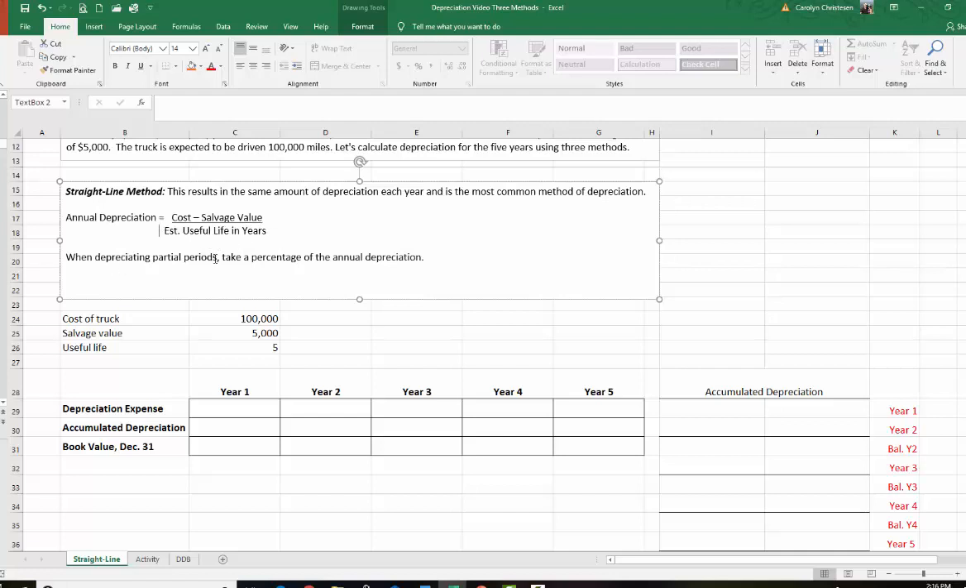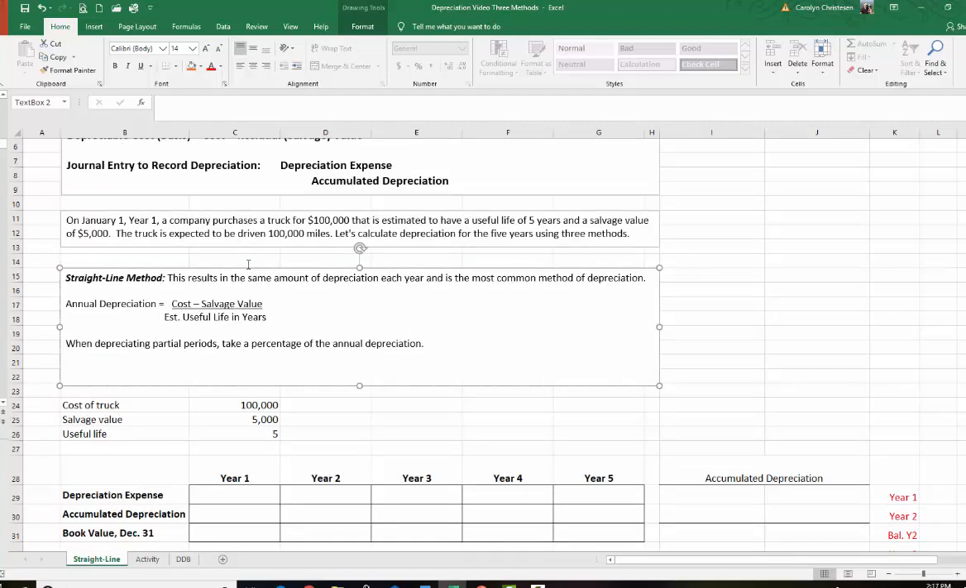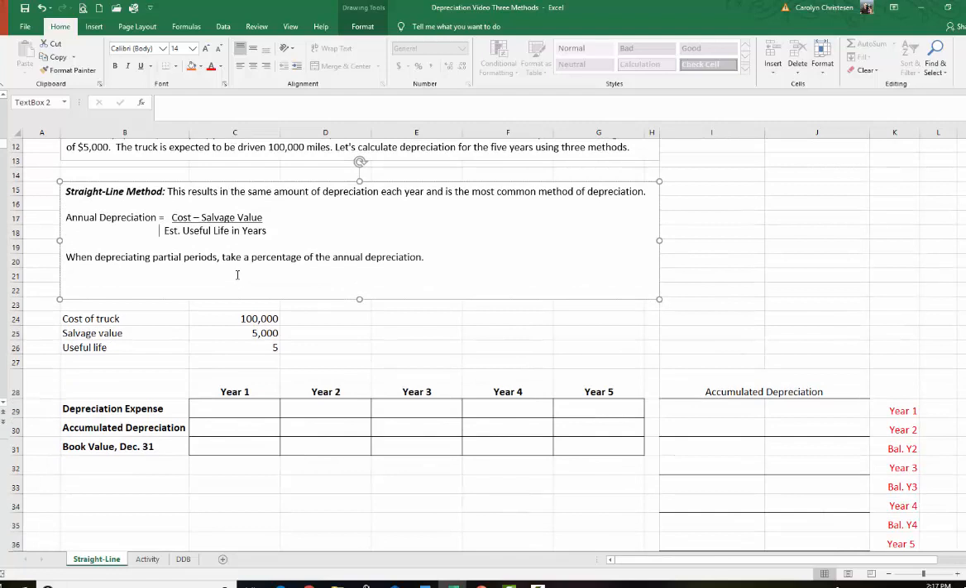When you depreciate partial periods, in our example we bought the asset on January 1st. If you bought the asset, say, on October 1st, then for the first year, October, November, December, you would multiply the number that you come up with by 3/12. But this example is January 1st, just so we can cover the basics of depreciation. So cost minus salvage divided by estimated useful life is how much we depreciate every year.